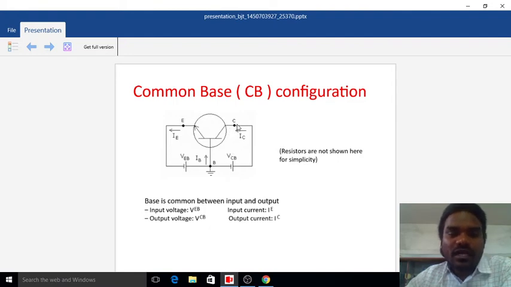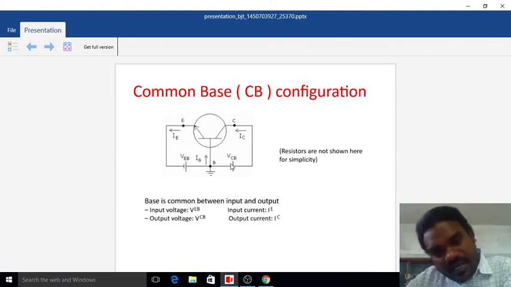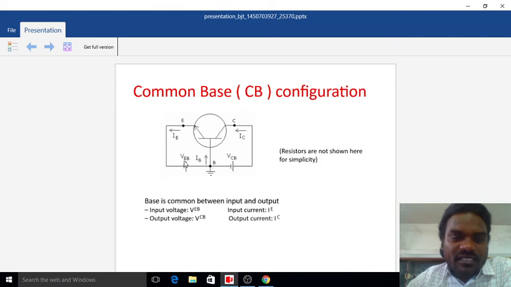The collector is N-type, so N must be connected to the positive terminal of the battery, whereas P must be connected to the negative terminal of the battery. This voltage is VCB. The potential difference between the emitter and base we can call VEB. Always the second suffix defines the type of the configuration. Here the type of the configuration is common base configuration, so we write it as VEB.